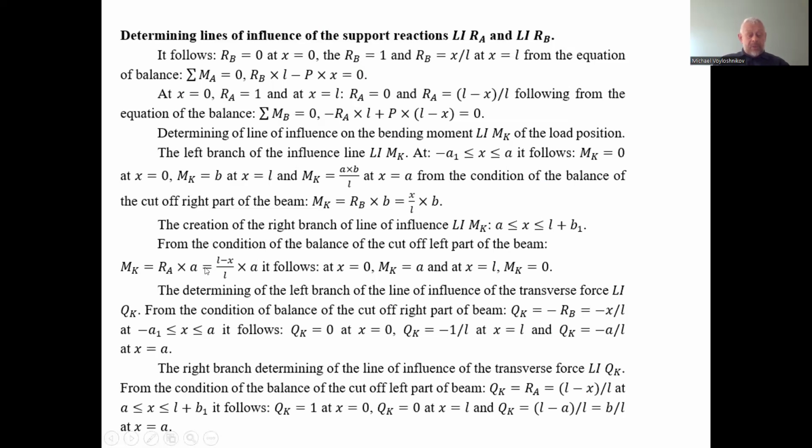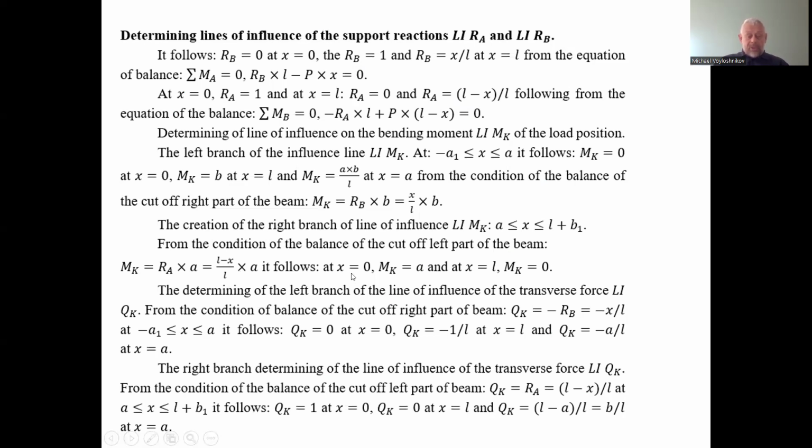And we substitute RA, which depends on the line of influence of the location of the point of application of the unit load, as we got before. We had that this line is RA equals (1) brackets (L minus X) divided by L. So here we have the proportion (L minus X) divided by L, multiplied by A.